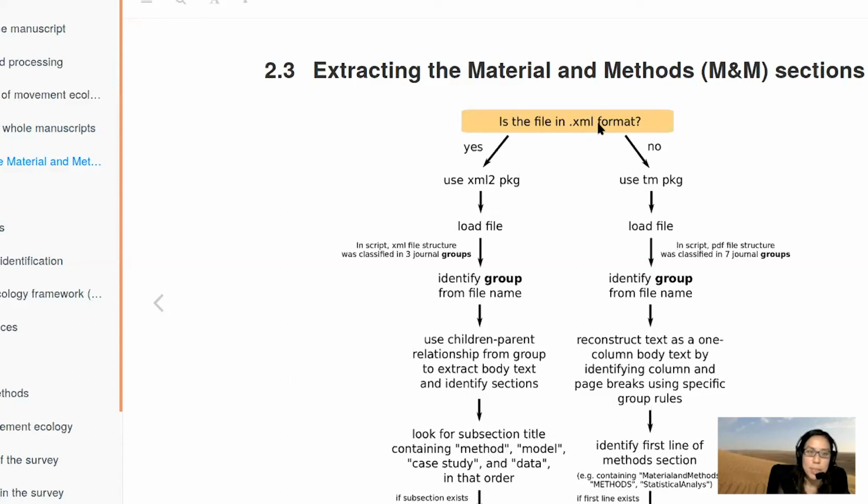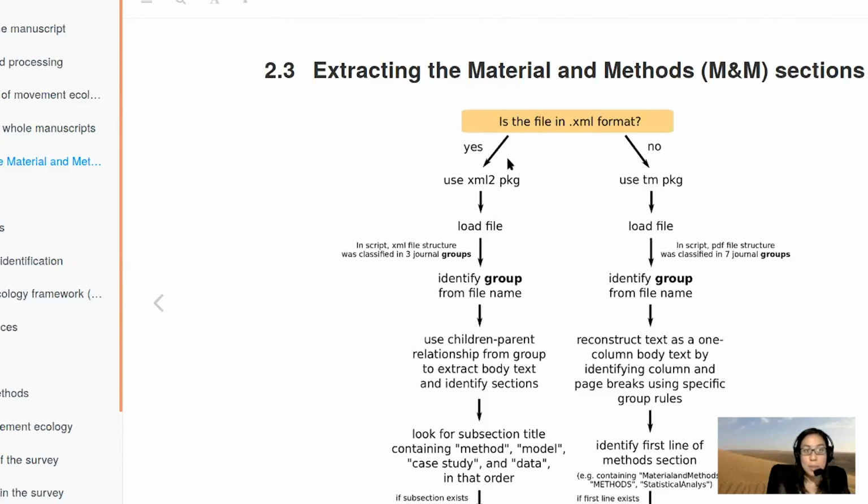the papers were downloaded in two formats, either XML or PDF. XML is just a pleasure to work with because everything is in a hierarchical way, and you use the parent-child relationship to know where the title of the section is and where the text is, and you can find the materials and methods section very easily.